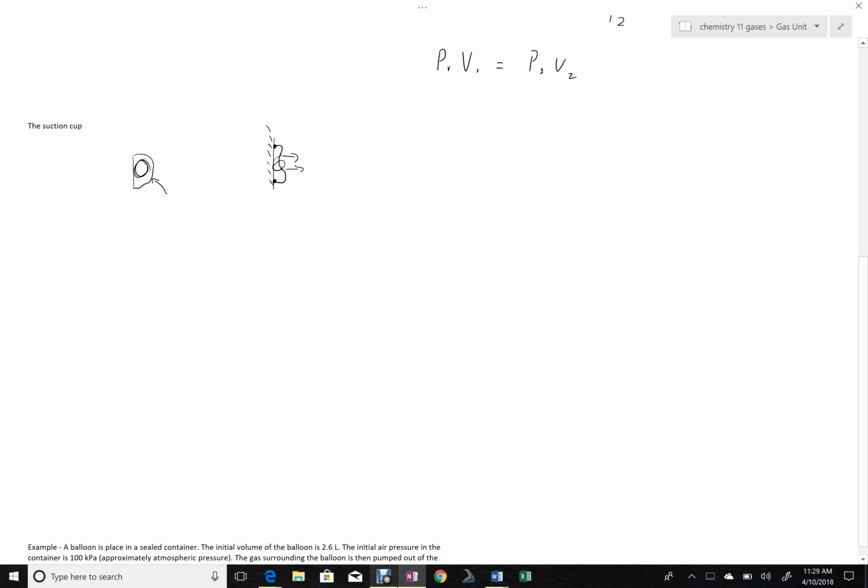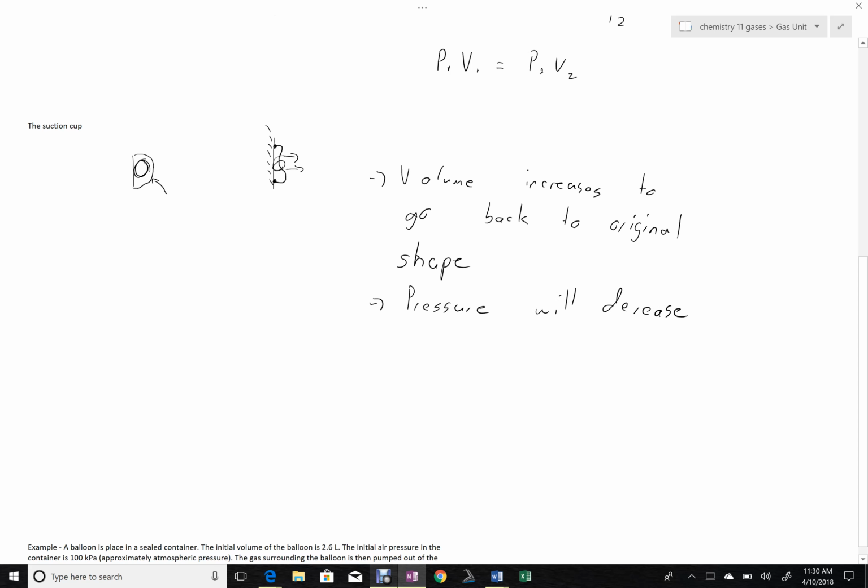But inside this, as long as the gas molecules have been pushed out and have been sealed, as this volume tries to increase, the pressure inside this little sealed area will decrease. As volume goes up, pressure goes down.